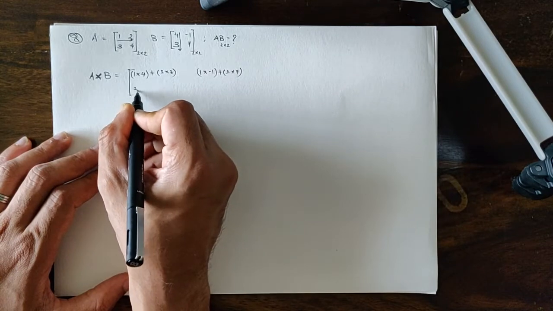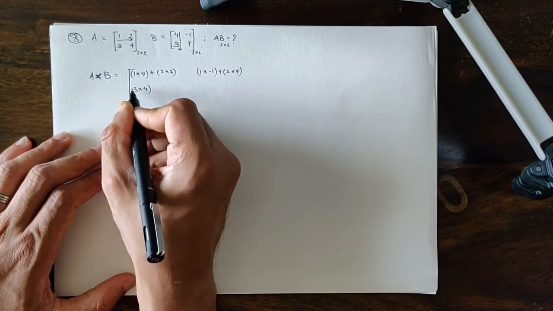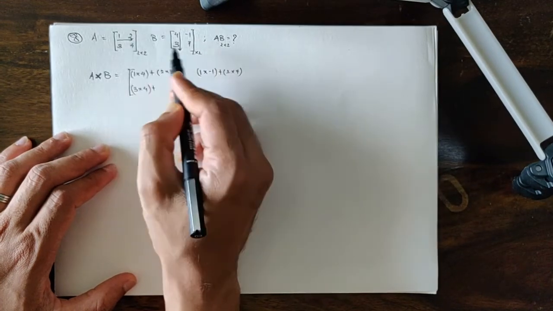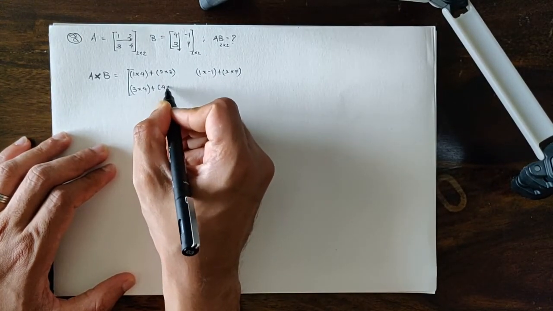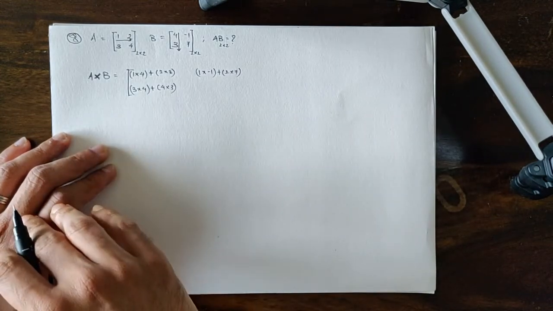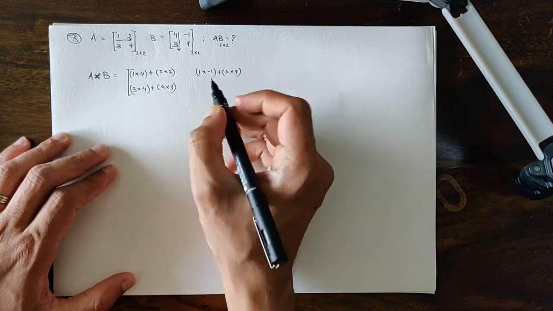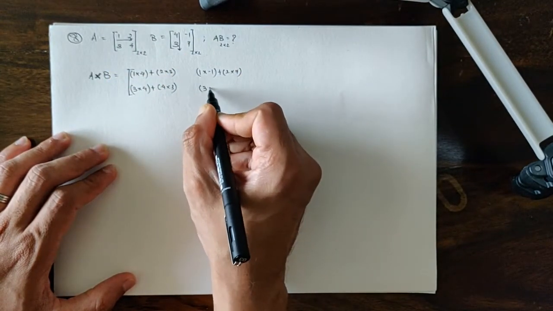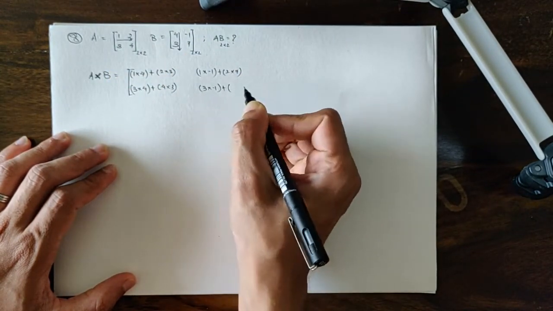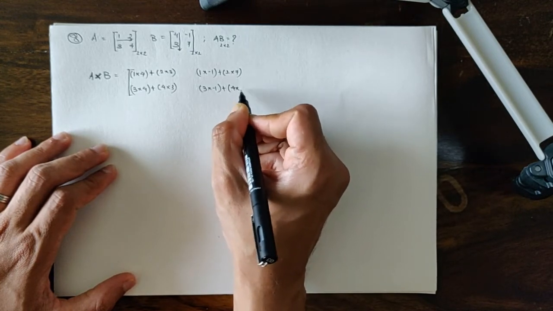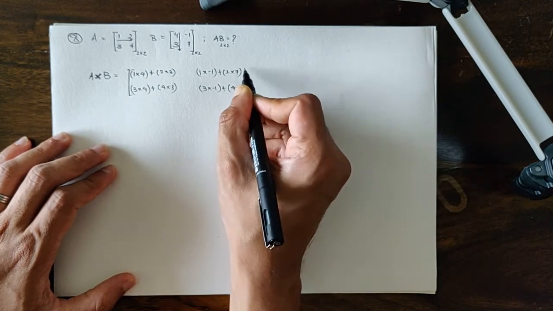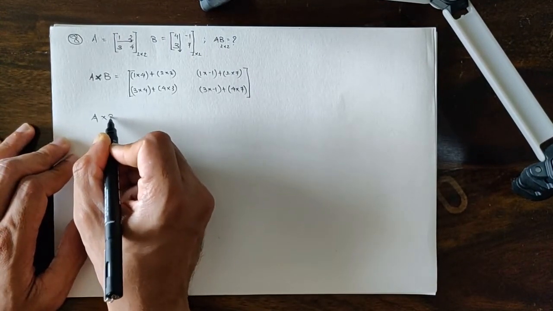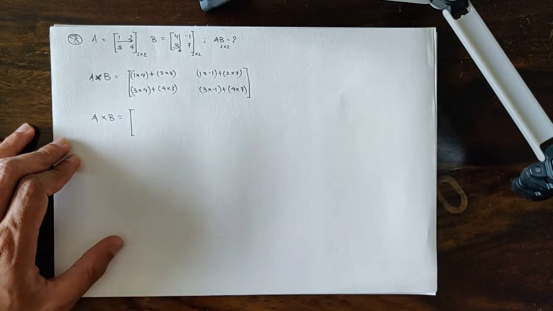So we'll get 3 into 4 plus 4 into 3. Now the second row with the second column, 3 into minus 1 plus 4 into 7. Let's see what is the answer.